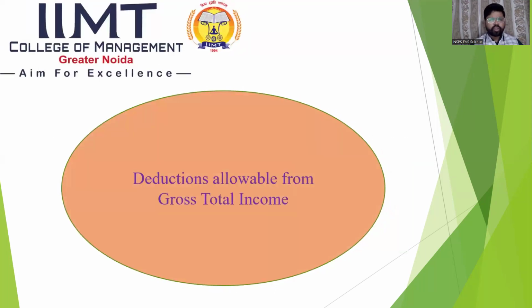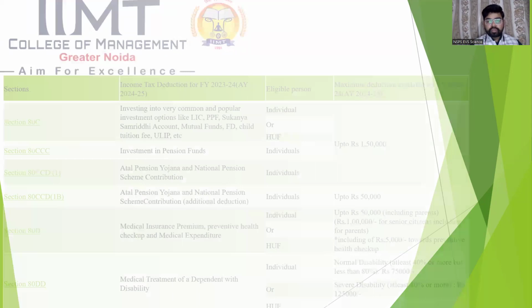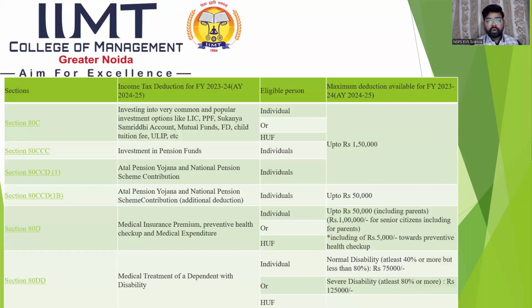The next is deduction allowable from the gross total income. A deduction is also allowed from the gross total income. Then the taxable calculated income is called total taxable income. If any person receives salary, capital gain, house property, or other source income, then it is called gross total income. Then we also claim the exemptions and deductions under sections 80C to 80U. Then we calculate the total taxable income. The sections are as follows: 80C to 80U.